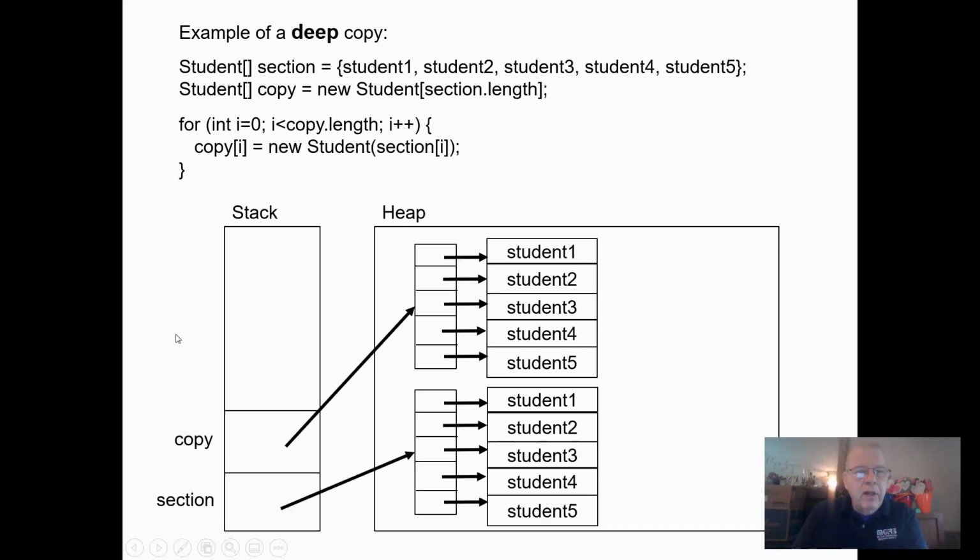A deep copy or a deep clone requires you to go one step further. This is a deep copy. And once again, it doesn't really matter whether it's an array or an object for this illustration. The important point is that the deep copy or the deep clone copies a new instance of each student. So notice up here in new student section, it copies a unique instance of that student.